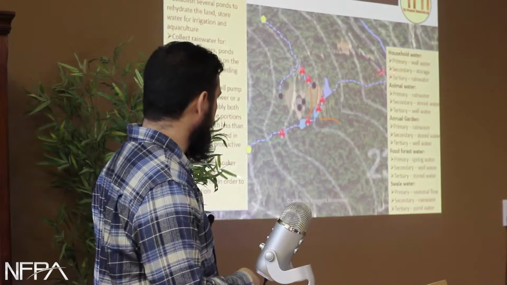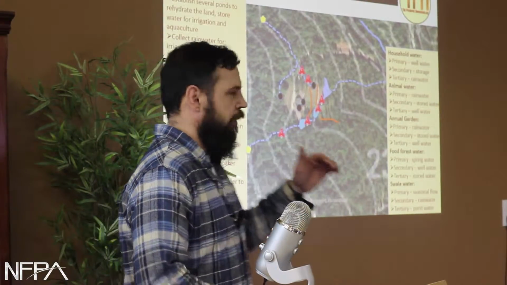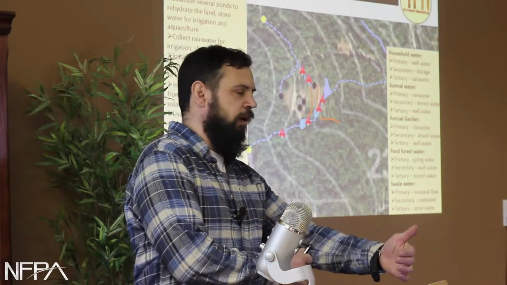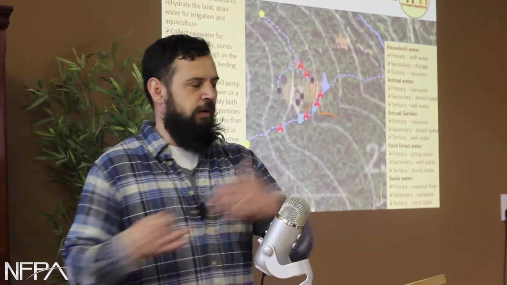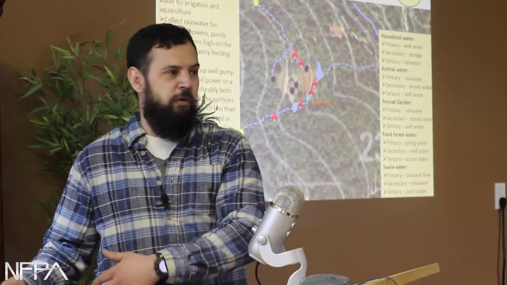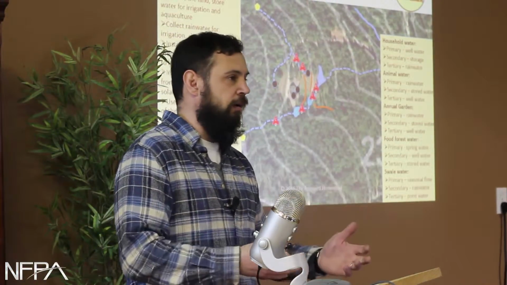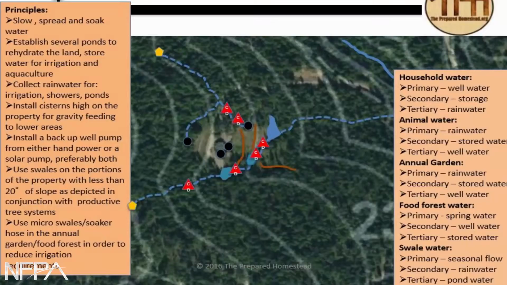Okay, so for our household, our primary is our well water. Whenever you see well water, I want you to immediately also think back up to the well. If we lose power, we have a generator to run the well. If we run out of fuel or the generator doesn't work, we have a hand pump on our well. So that's redundancy, what gives us security.